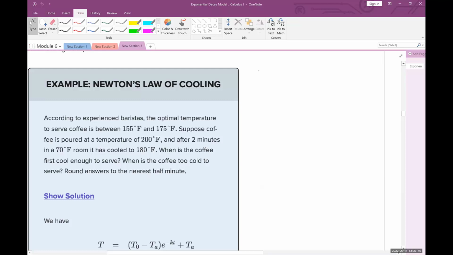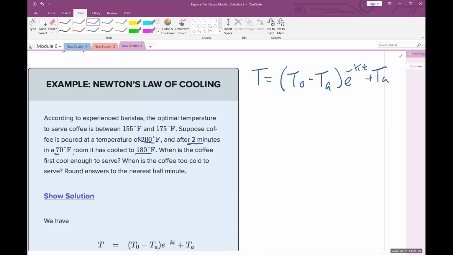Okay. So we're going to use the formula T equals T sub zero minus T sub A, for ambient temperature, e to the negative KT plus T sub A. And we need to come up with our K value first, and then we can calculate the other parts. So this is a two-step process. So we know a lot of information here. In fact, we know that after 2 minutes is our time. We know the temperature of the coffee. We know the room, and we know the starting temperature of the coffee.